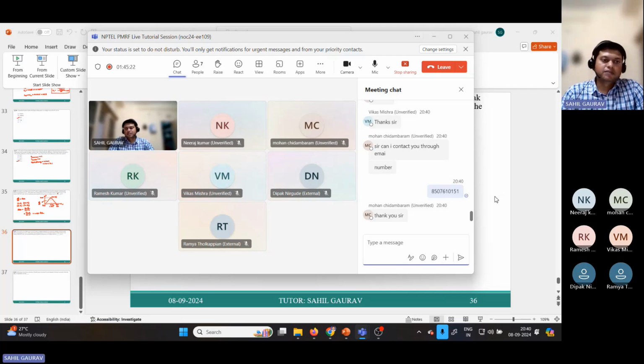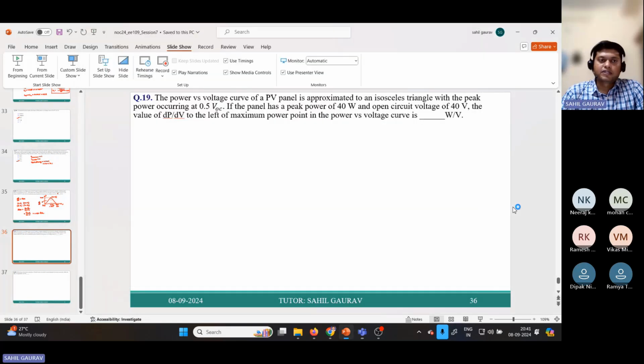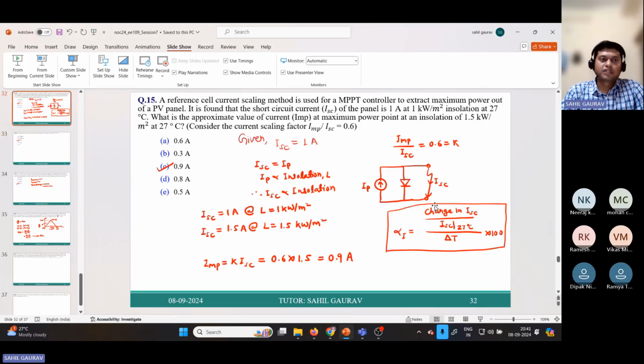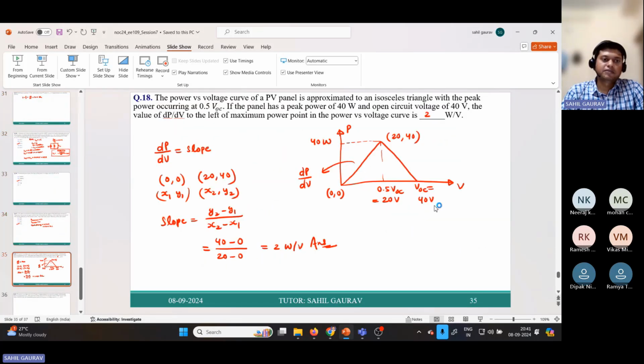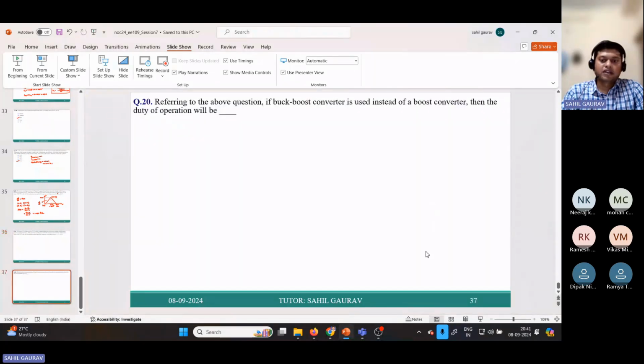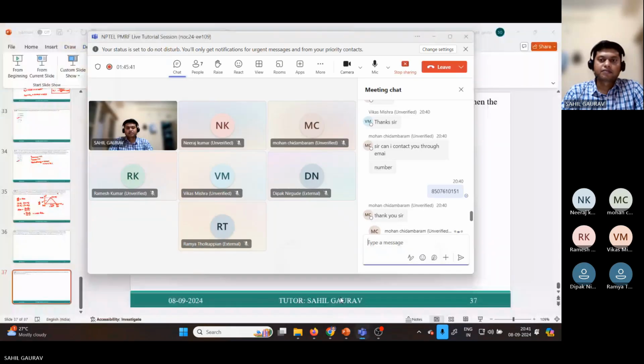I have not covered today good problems. I think all the problems were very easy ones. But some problems are really good from this MPPT algorithm. So if you know the basics, I think you are able to cover the good problems also.